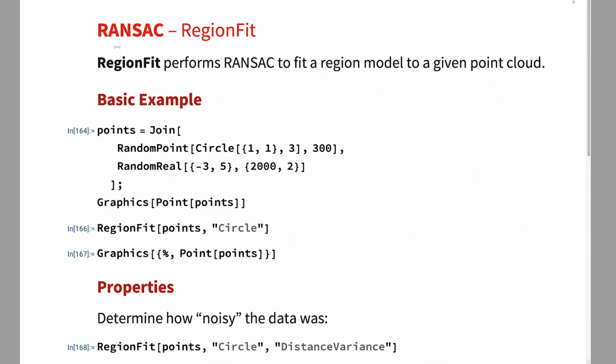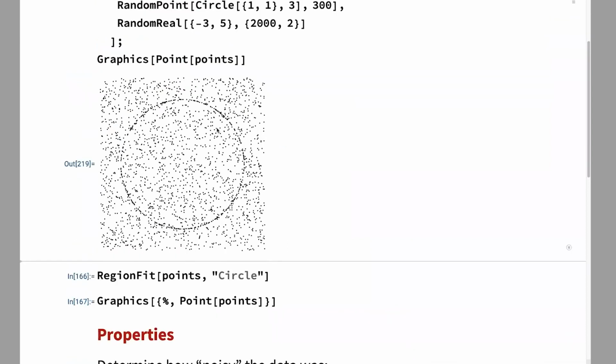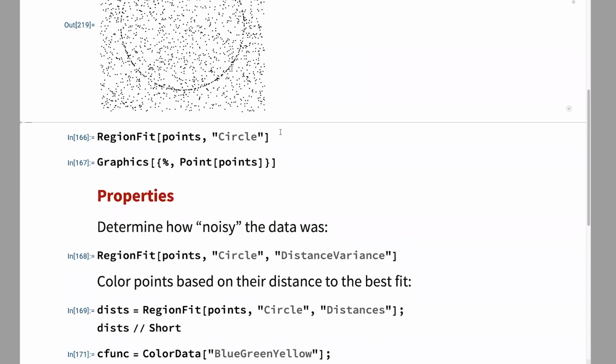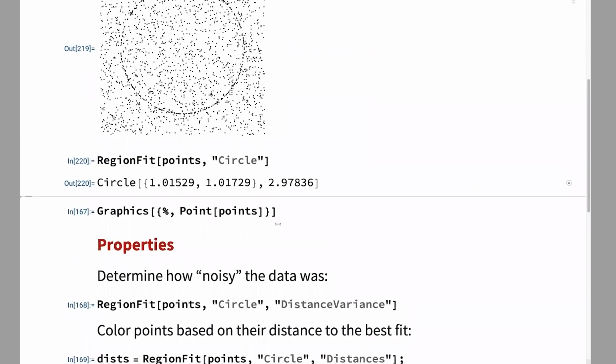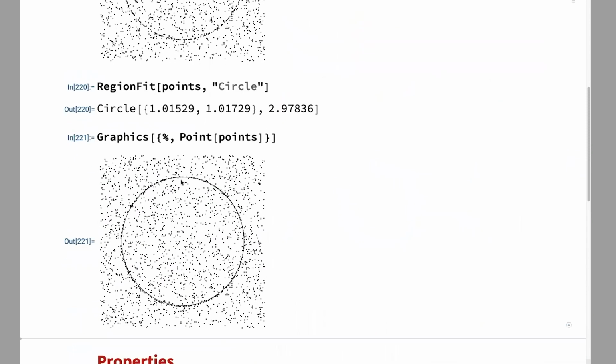In actual code, this is done with the new function region fit, or I guess newer function. This performs RANSAC for us. So we have, for example, a very noisy point set with a lot of outliers. We can pass those to region fit and ask for a circle, and we'll find the best fit circle, which pretty nicely matches our actual circle there.